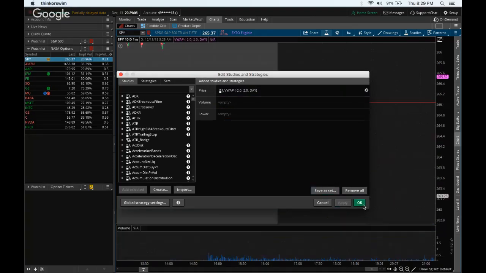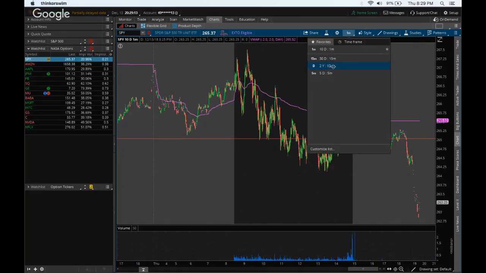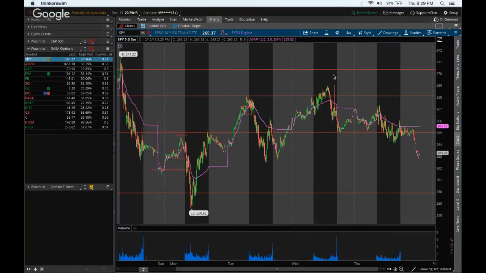VWAP and strategies is what I do primarily all the time, because I like to watch for those 10% plays, because if you haven't seen them, they're literally the easiest thing to trade, like ever. Well, at least in my opinion.